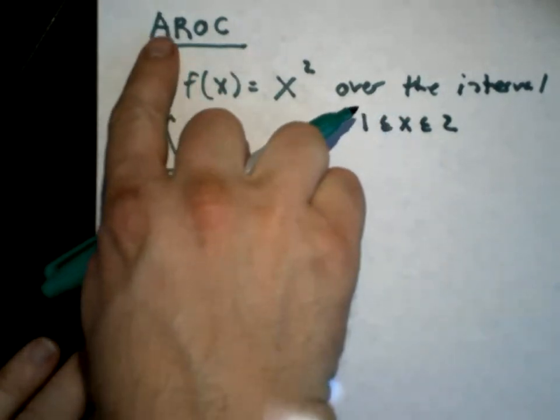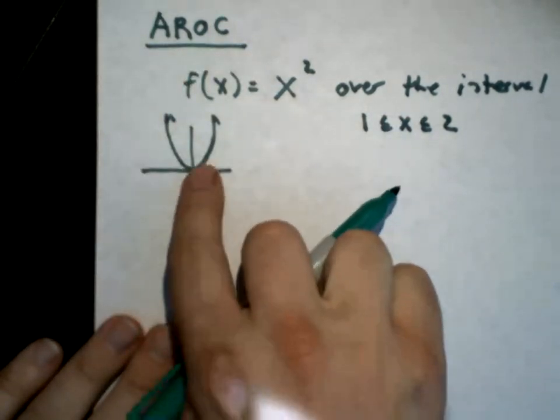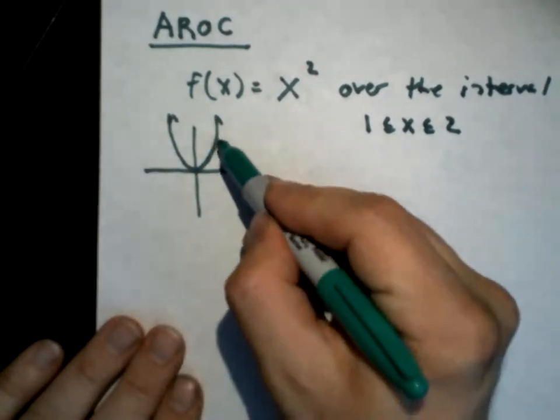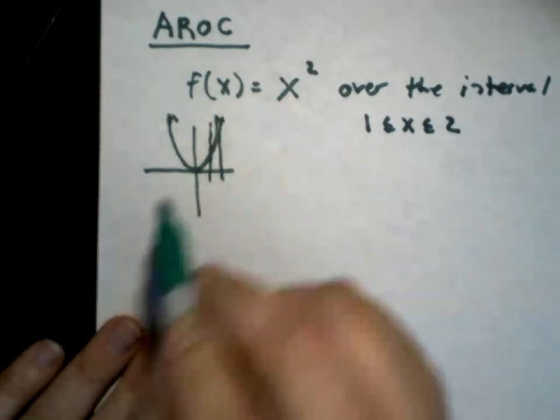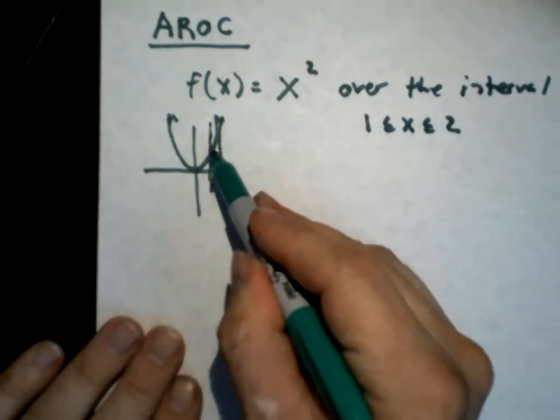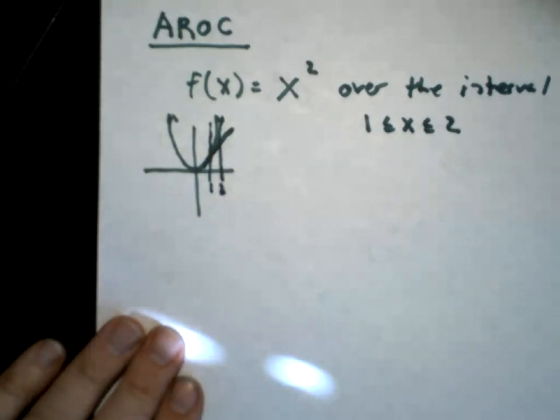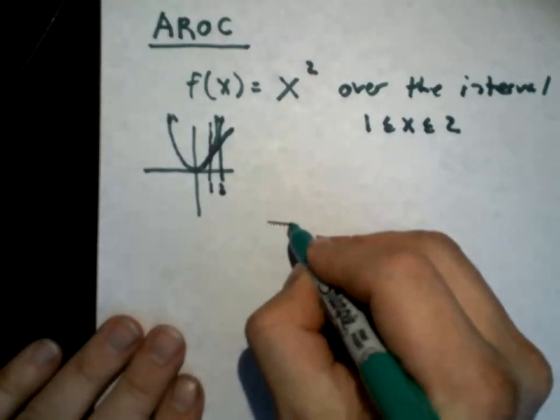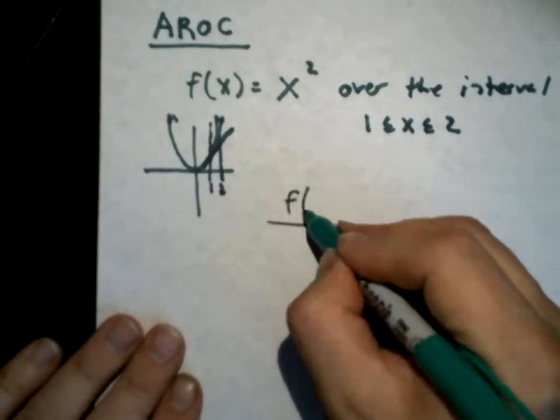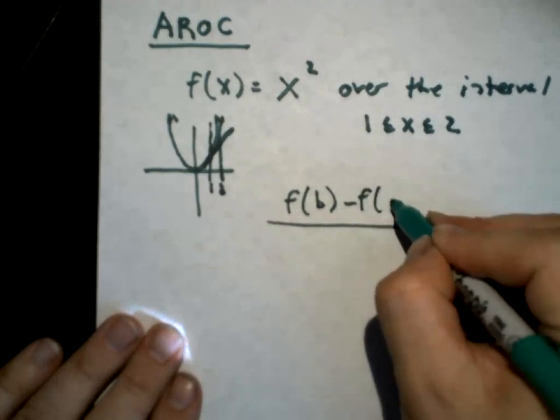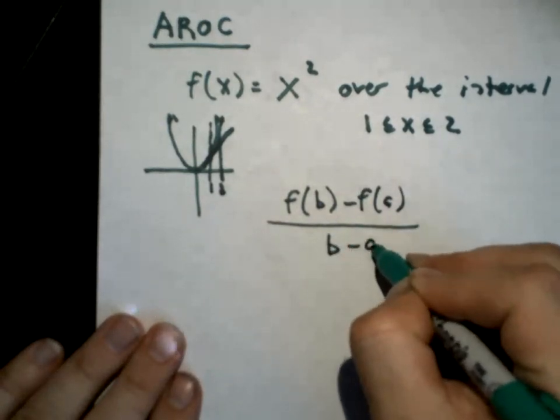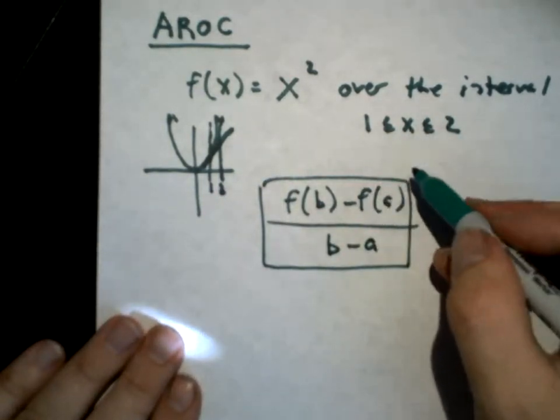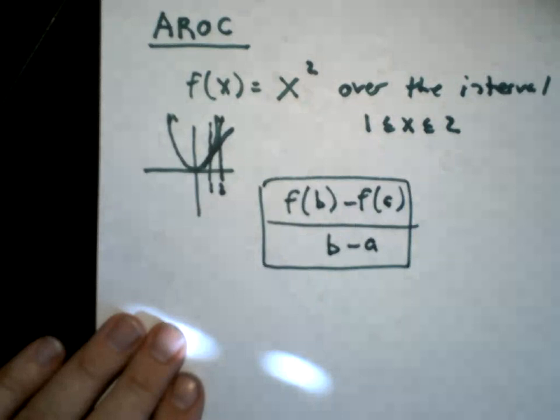So we want to find the average rate of change of the parabola opening up from 1 to 2. You should know what 1 to 2 is. I'm hoping you see it's about right there. So that's 1 and 2. It's this rate of change. So go back to that equation that we just had. It's f of b minus f of a, over b minus a. So that's the average.